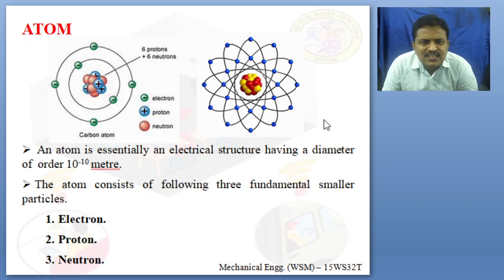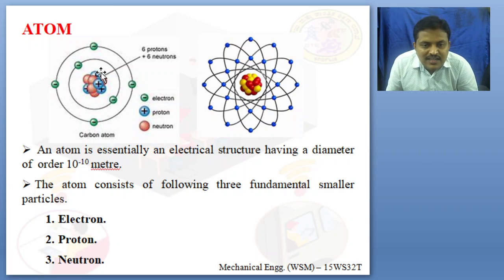In this sketch you can see very clearly, in the first sketch on the left side, the green color indicates a negative sign, which is known as electrons. What are electrons? Electrons are negatively charged.